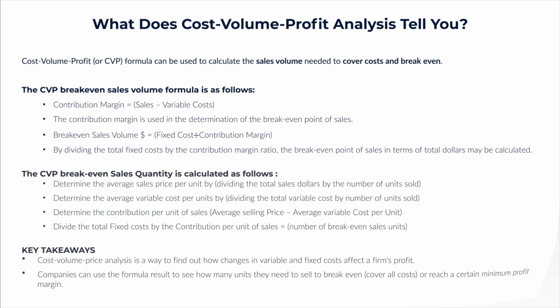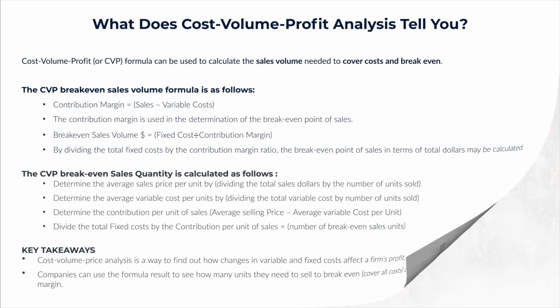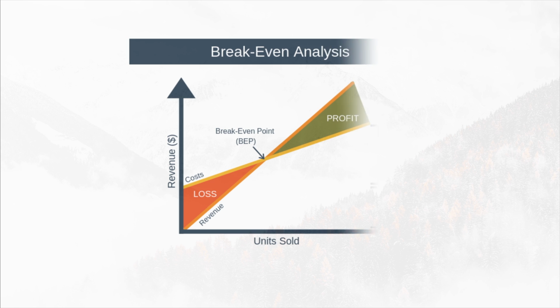And this can be done on a detailed month-by-month basis where you have fluctuating sales requirements. Your fixed costs remain your fixed costs, but in each and every month, you want to know what number you have to achieve to be able to break even. As you move things up and down, as you change prices, these are important factors. So what are some of the key takeaways? Cost-volume-price analysis is a way to find out how changes in the variable and fixed cost affect your firm's profits. And companies can use this formula result to see how many units they need to sell to break even.